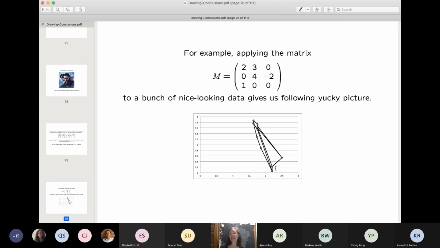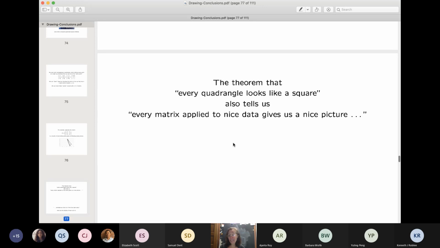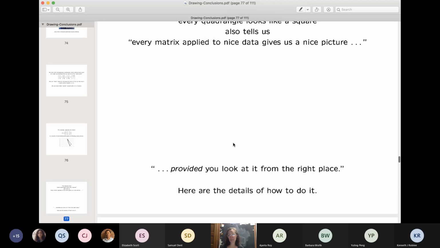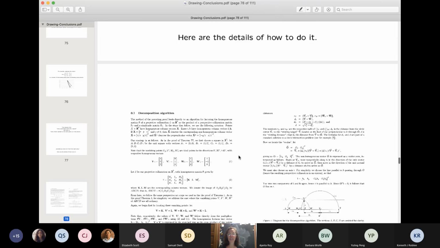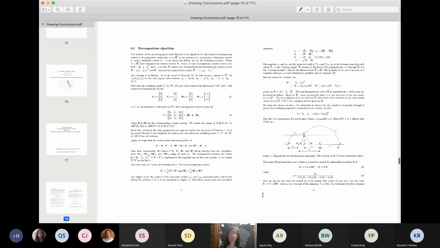Well, in the same way that every single quadrangle looks like a square, it also tells you that every matrix applied to nice data will give you a nice picture, provided you look at it from the right place. I just had a yucky picture, but I'm going to say that yucky picture is going to look right if you look at it from the right place. So here's the details. Okay, you guys got all of this? So you do your vanishing points. Here's your matrix.